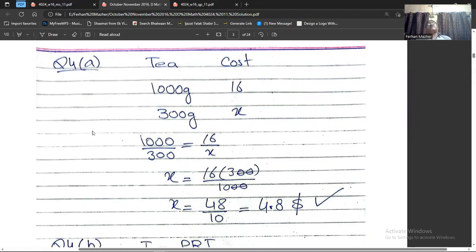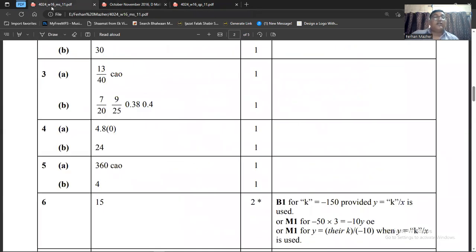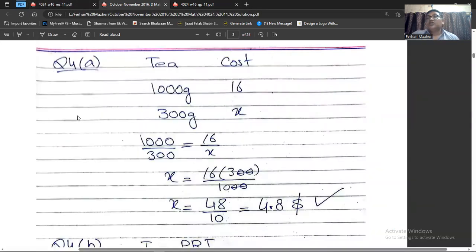So I will write that in fractions. So 1,000 divided by 300 equals 16 by x, and x will be equal to 16 multiplied by 300 divided by 1,000, and you will be left with 16 into 3 by 10, and that is 48 by 10, and that will be $4.8. Here I have moved the decimal one step to the left. So $4.8 is the cost, sir. $4.8 is the right answer. This is the solution of question number 4, it's A part.